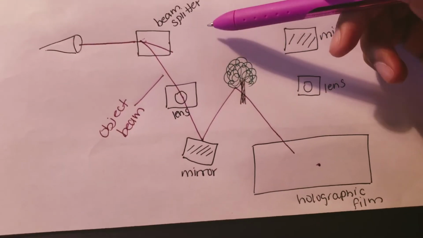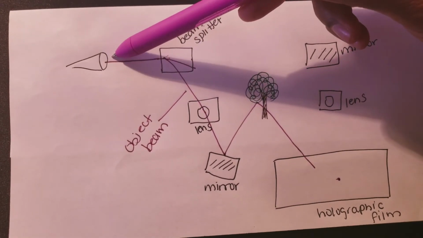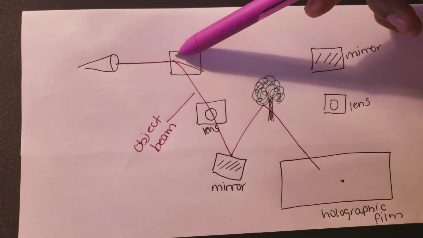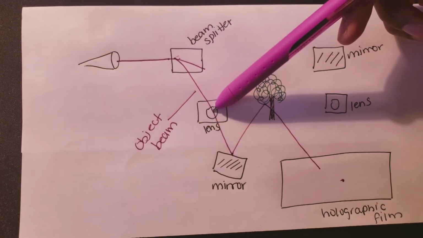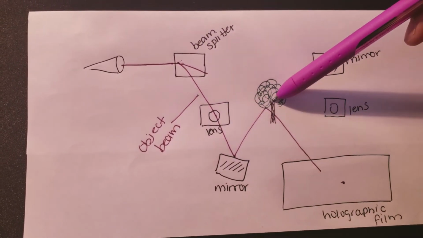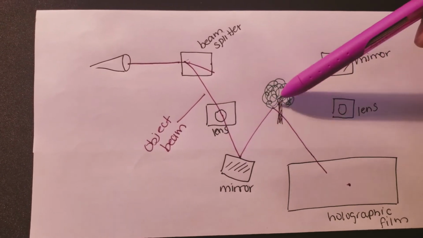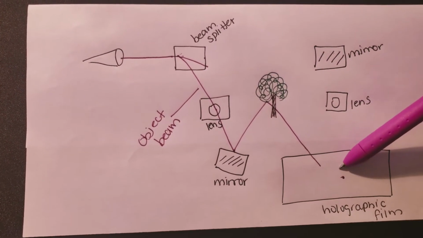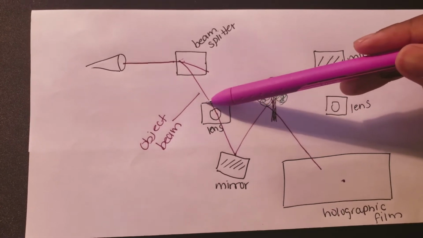So, I'm going to repeat that. The laser is going to come out and hit this beam splitter. One part of the beam is going to go through the lens, hit the mirror, be reflected off the mirror, bounce off the object, and hit the holographic film. Alright, that's called the object beam.